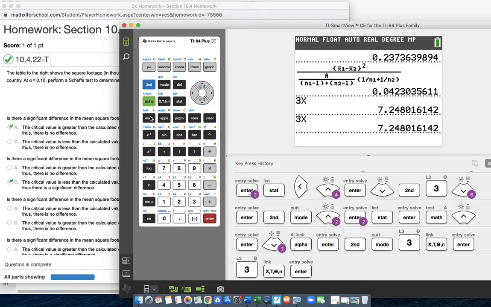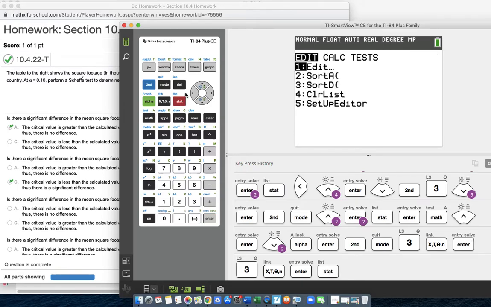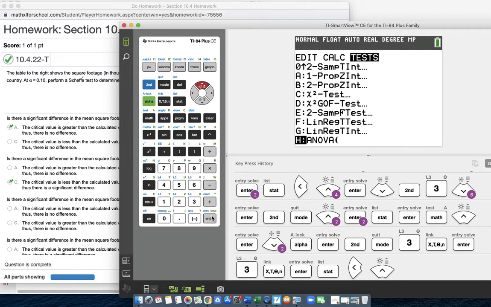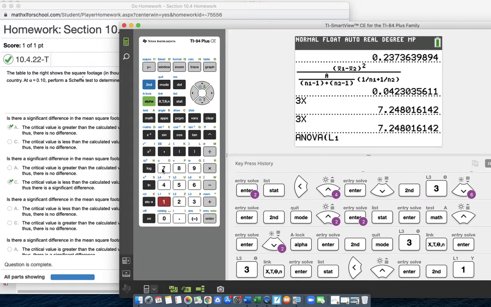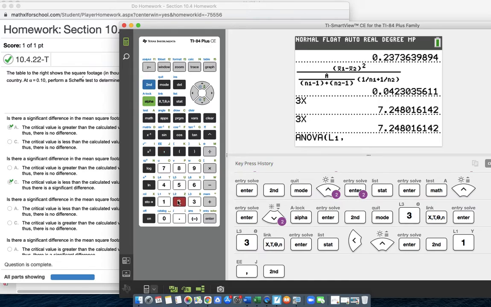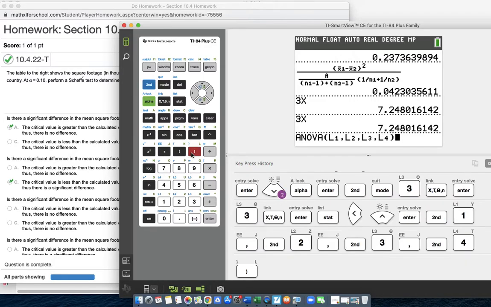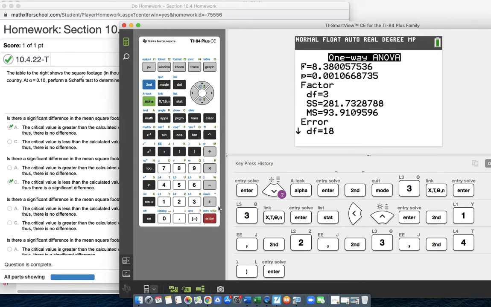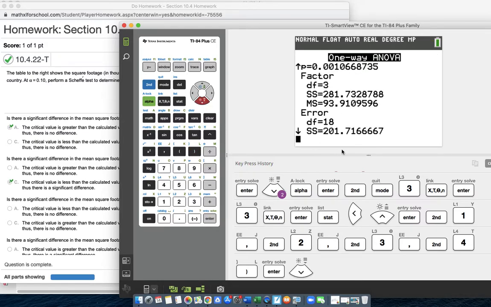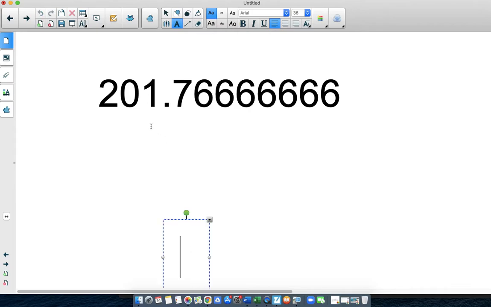The next thing you want to do is run an ANOVA test. So you go to test, go down to ANOVA, and we have 4 columns: L1, L2, L3, and L4. I hit enter. All right, and the number we want is 201.716 repeating. So you write that down somewhere. For me, I wrote that down on my smartboard.